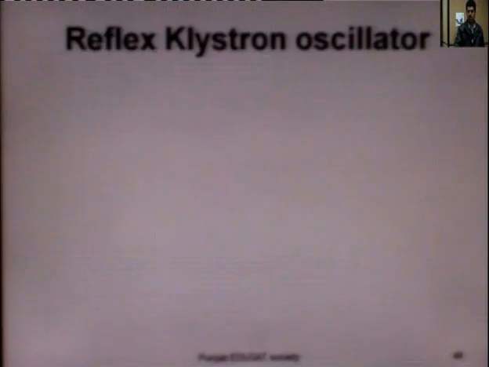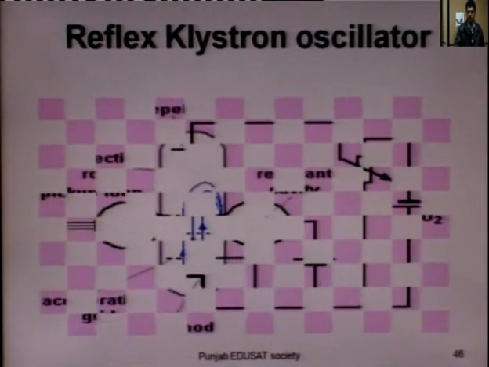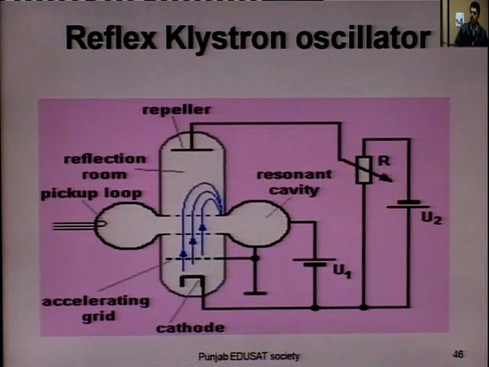Next is the reflex klystron oscillator. Basically, the reflex klystron oscillator is an oscillator that generates a microwave frequency. Here there is only one cavity. In the multi-cavity klystron tube that we studied last, there are two cavities. One was the buncher cavity, another was the catcher cavity. Here we have only a single cavity. So see what happens here, how it works.